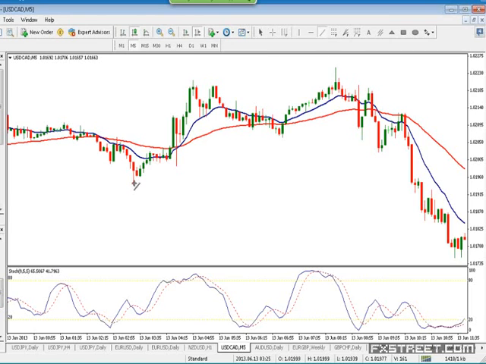So if I'm looking at this, if I plot one particular trend line, now we learned how to plot a trend line.